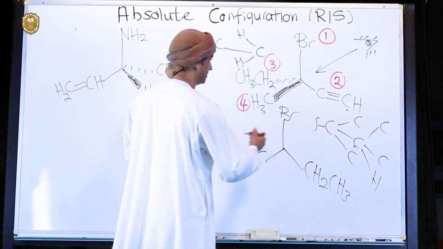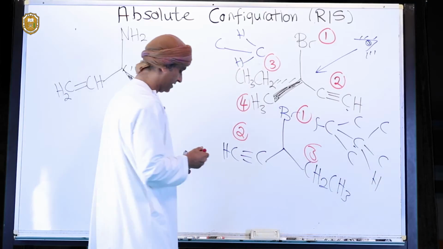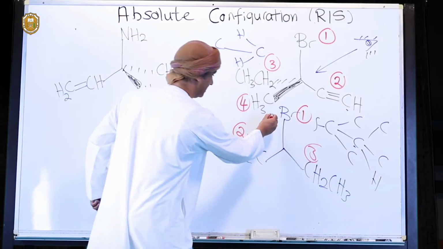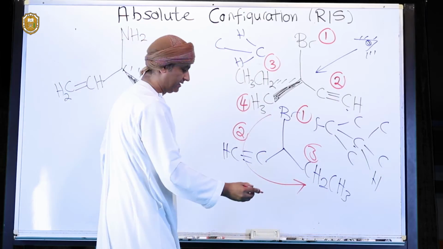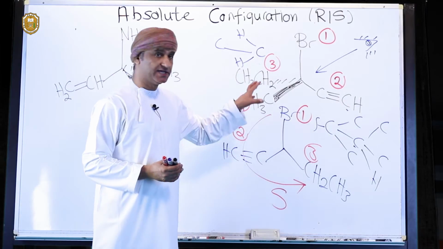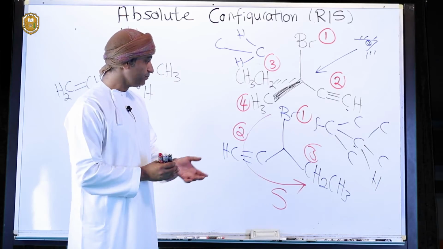So what do we have? Again, let's put the priorities. So that's number 1. This is number 2, and this is number 3. And if you look at this, it's 1, 2, 3. So therefore, it's counterclockwise, and therefore it is S. It is S. So this representation is of an S absolute configuration.